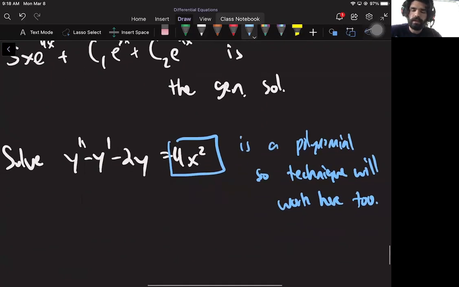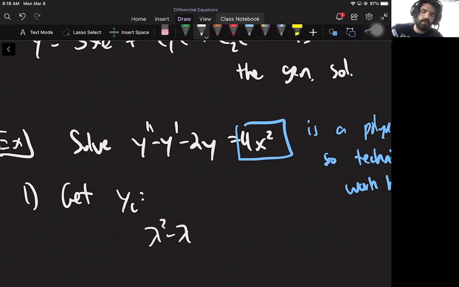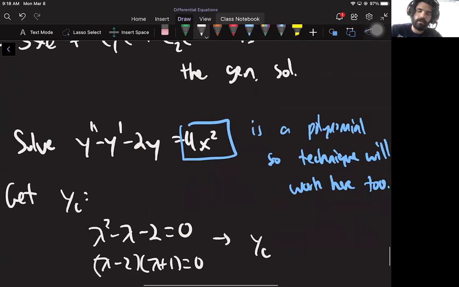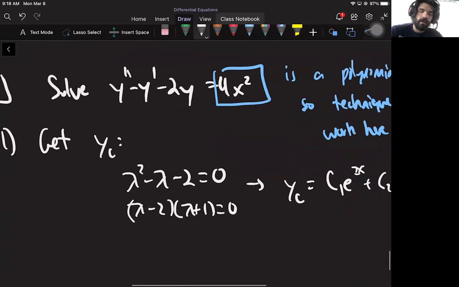Okay, so in a second, we'll say what to guess, but first let's get the complementary solution. So let's see very quickly, lambda squared minus lambda minus 2 equals 0. Lambda minus 2, lambda plus 1 equals 0. So that tells me that the complementary solution is c1 e to the 2x plus c2 e to the negative x, right? From last time.